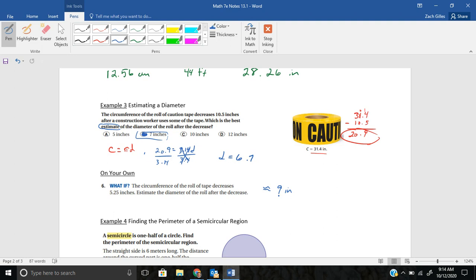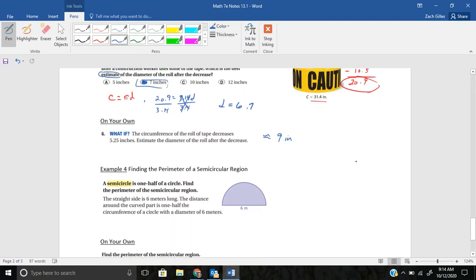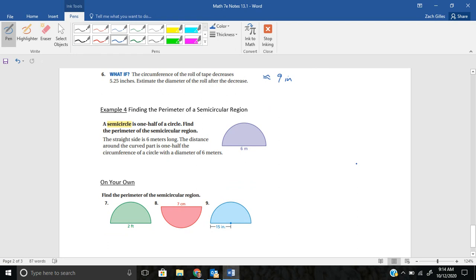Lastly, we'll end with finding a perimeter of a semicircle. Okay. So for example 4, it says a semicircle is half of a circle. And that looks like that, right? If you were to extend out this circle, this looks like about half. And it wants us to find the perimeter of the semicircular region. So that would be this. I'll try to highlight it here. This would be the semicircular region here.